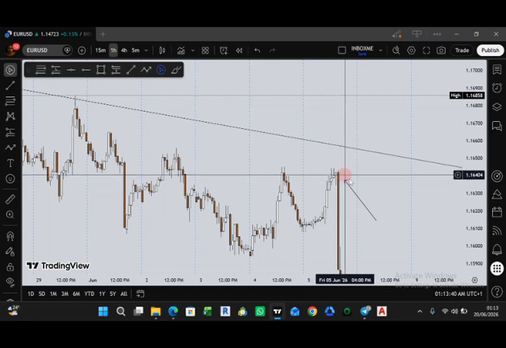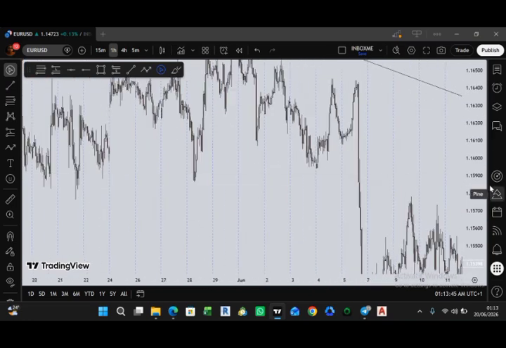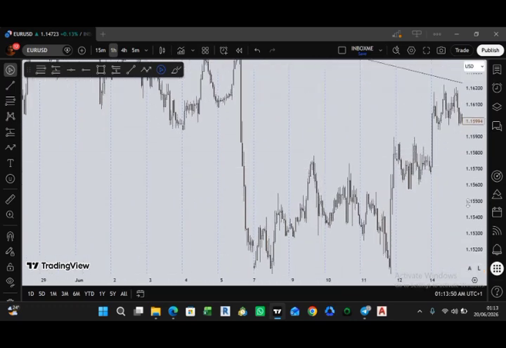And again, at this point, FOMC was about to be released, and I knew that okay, I think it's going to be a huge drop, right? And you can see that the market just tanked massively.